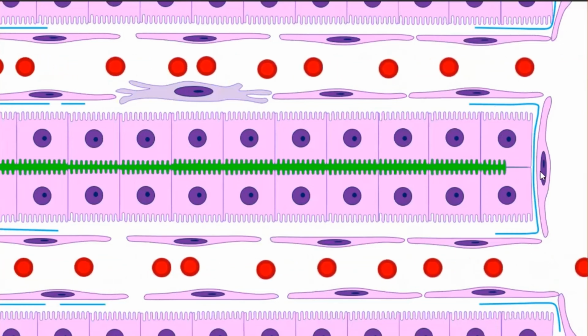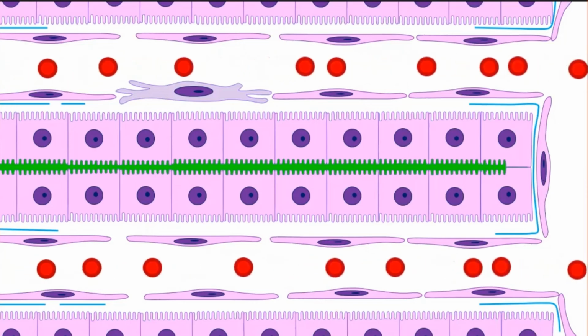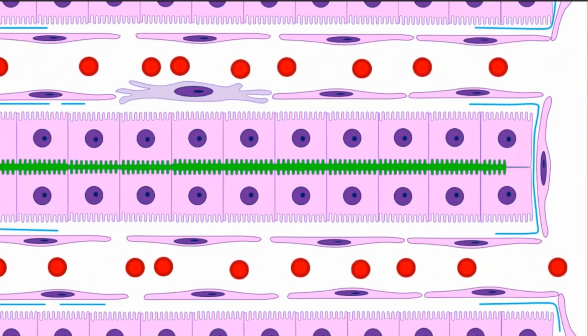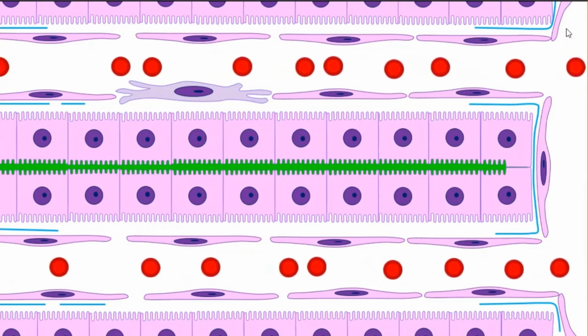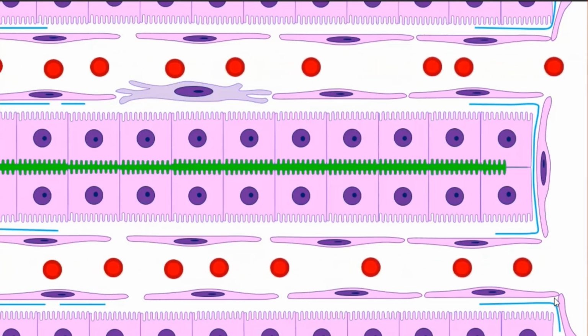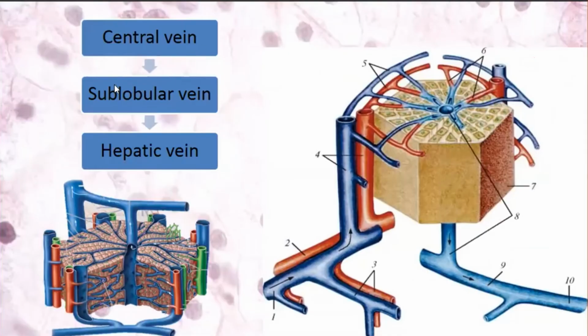The central vein forms sublobular veins which exit from the lobules, and they also form a network, and as a result they form the hepatic vein. So the hepatic vein collects all venous blood from the hepatic lobes, from the liver. So the central vein forms sublobular veins, and sublobular veins form the hepatic vein, which carries blood to the inferior vena cava. And let's look once again.